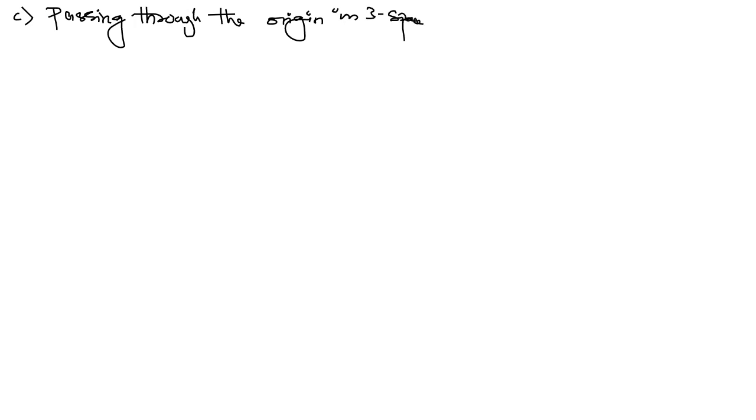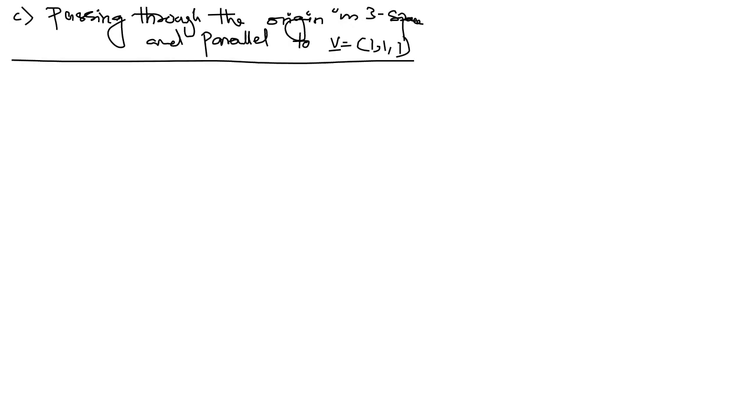Okay. Now, part C: the line passing through the origin in 3-space and parallel to vector v, which is equal to (1, 1, 1). Now you have to find the parametric equations.